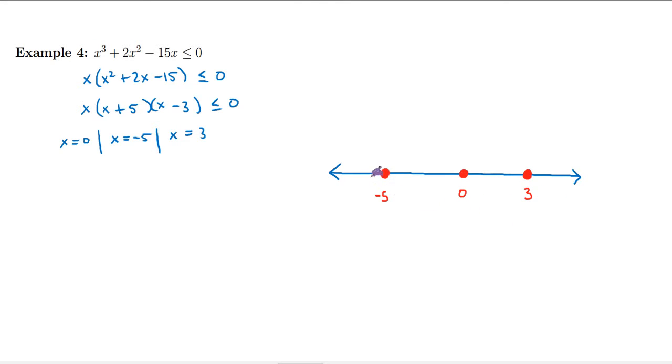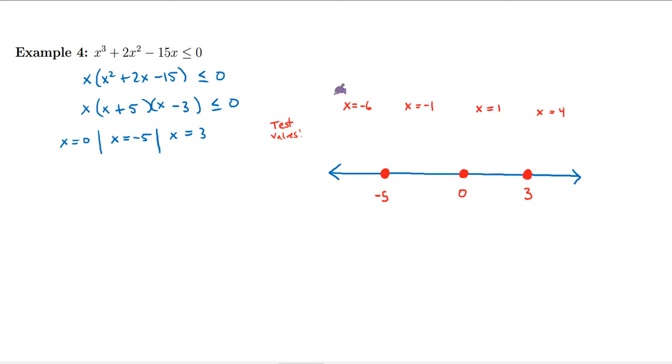Right? Now, what are some test points? So test points. Okay, so pick something up here. x is negative 6. What's in here? x is negative 1. What's in here? x is 1. What's in here? x is 4.